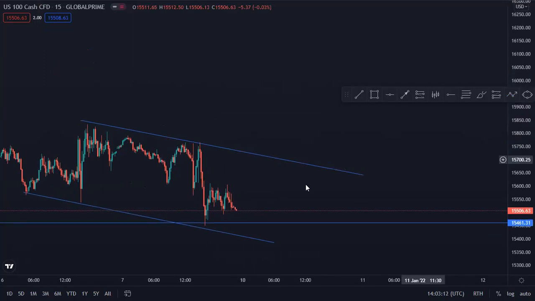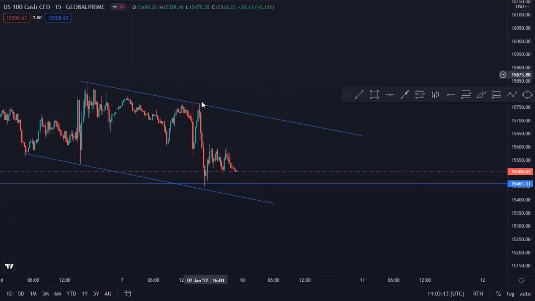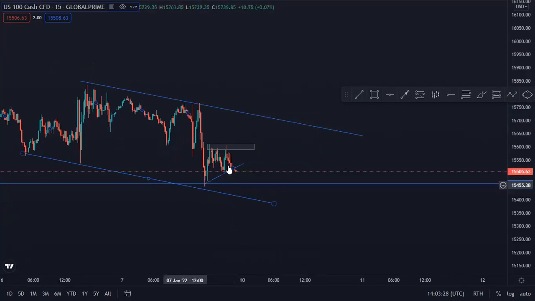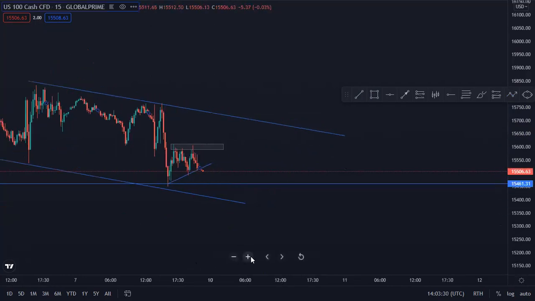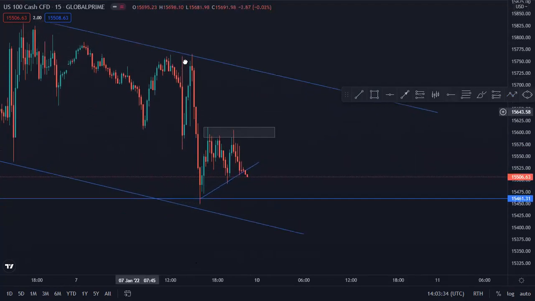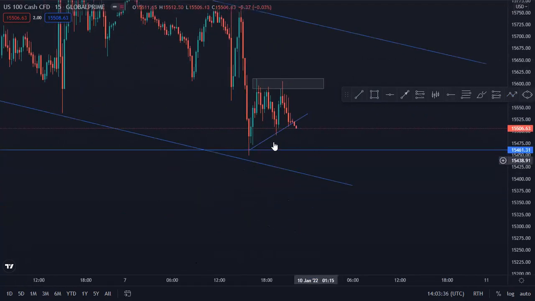This is a correction within a pattern, but it might not be that perfect and clear for the naked eye. As you can see, this here, just a little level here. As you can see, the market is actually breaking down this correction, and it's probably heading to touch maybe this trend line here.